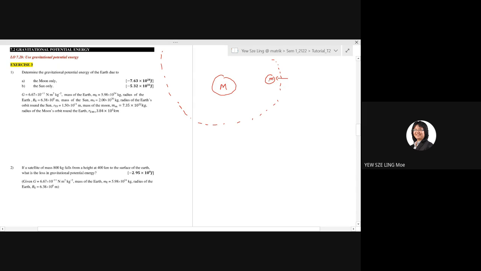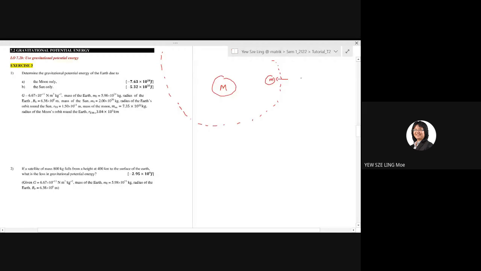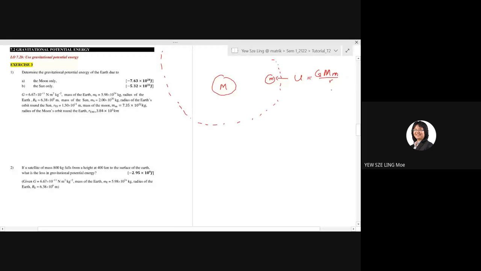So initially, the point mass is in the system, but the test mass is not. I'm now taking the test mass from outside the field into the field of the first point mass. In this case, the energy needed, which we call U, is GMm over R. So that is what happens between two masses.